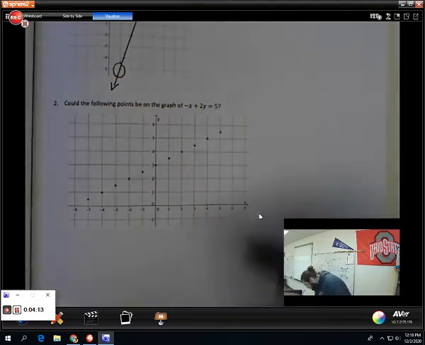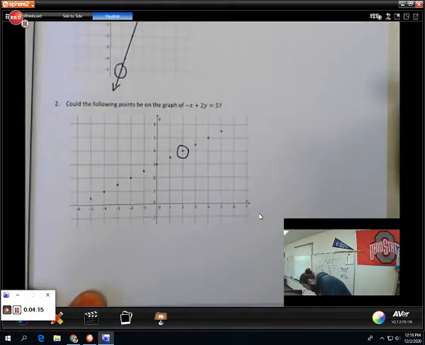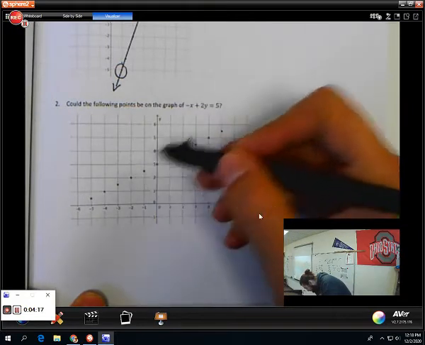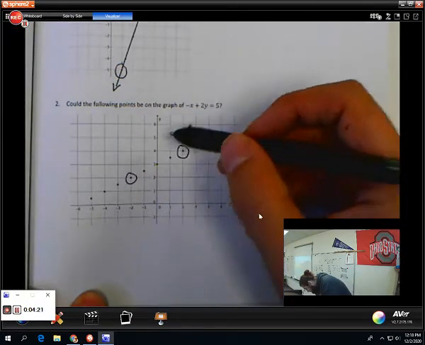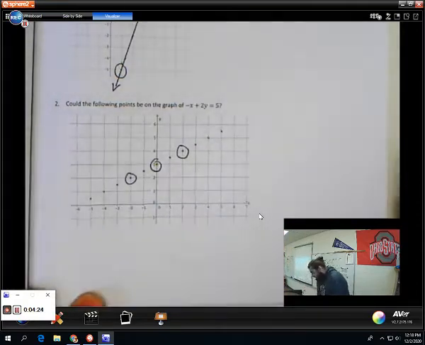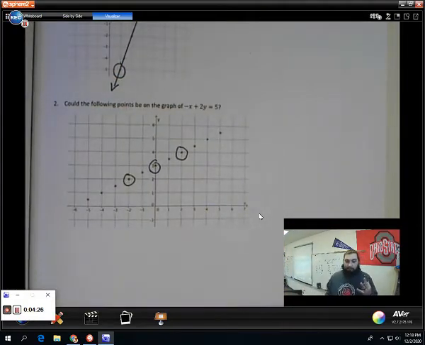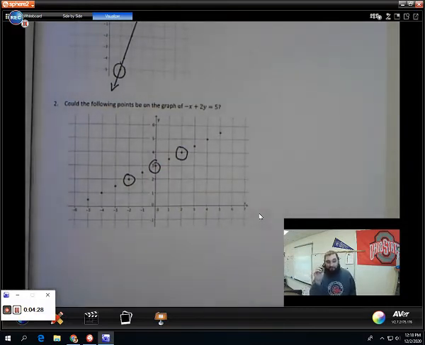So let's pick this one at (2, 4). Let's pick this one at (-2, 2). And let's go ahead and pick this one at (0, 3). We're going to pick those 3 points. We're going to plug each one of them into this equation here to see if this is true.